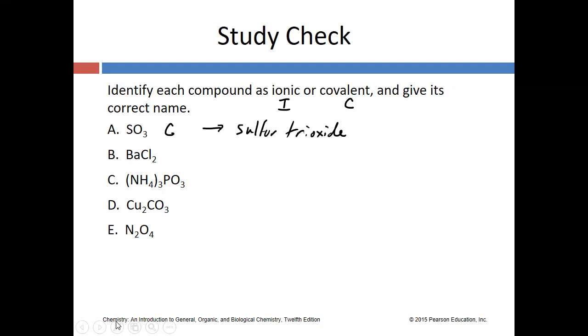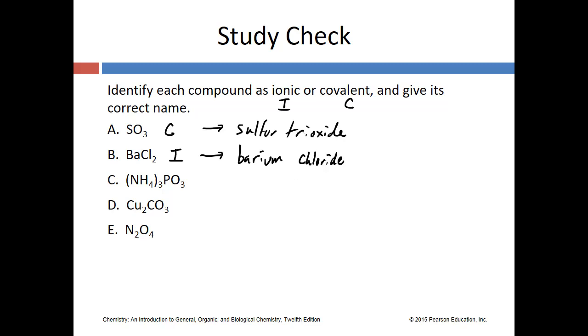What about BaCl2? All right, this one is ionic. Easiest way to tell, barium is a metal, chlorine is a nonmetal. We've got a combination of metal and nonmetal, that's ionic. What's the name of the compound? Well, that's where we have to go back to our ionic rules. Ba is barium. Cl is chlorine. And again, for negative ions, we change the ending to IDE. So this would be barium chloride.